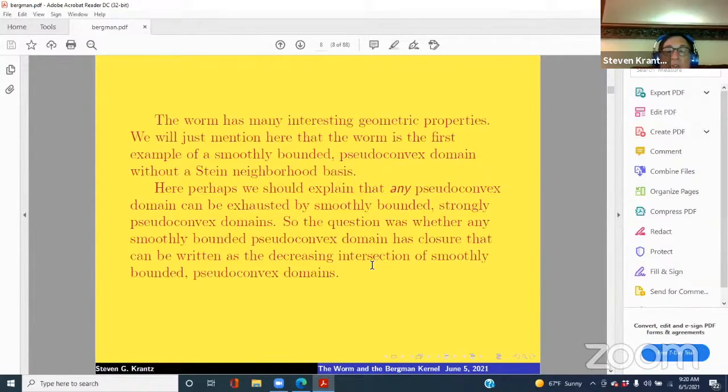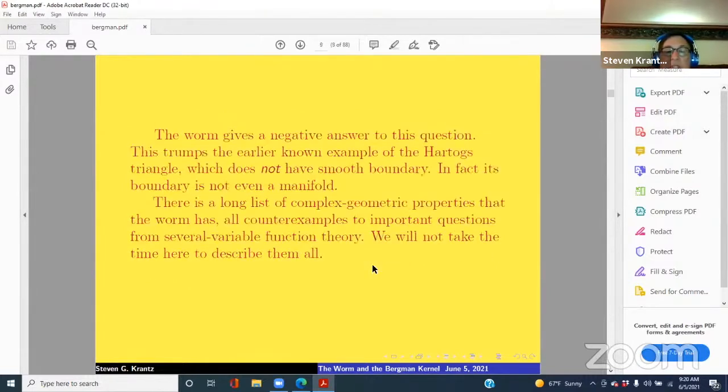So the worm was the first example of a smoothly bounded pseudo-convex domain without a Stein neighborhood basis. What does that mean? Well, it's a fact going back to the 1930s, I guess, that any pseudo-convex domain can be exhausted by smoothly bounded strongly pseudo-convex domains. So the question that arose from that is whether any smoothly bounded pseudo-convex domain has closure that can be written as the decreasing intersection of smoothly bounded pseudo-convex domains. That's like a dual assertion. And the worm gives a negative answer to this question.